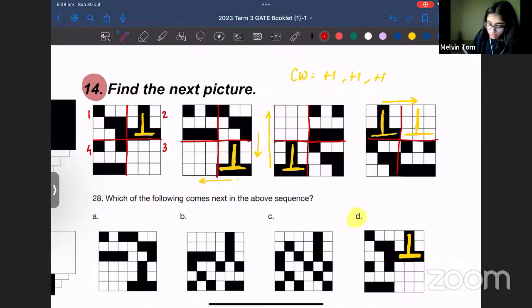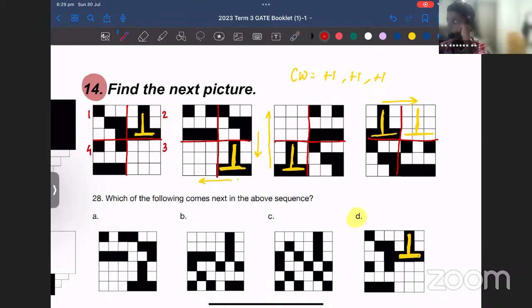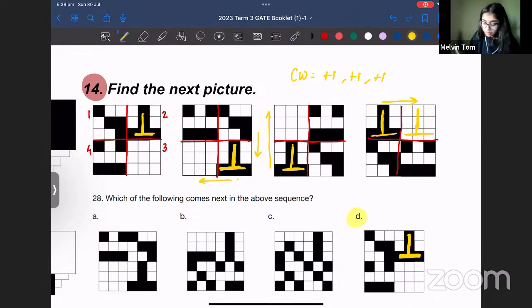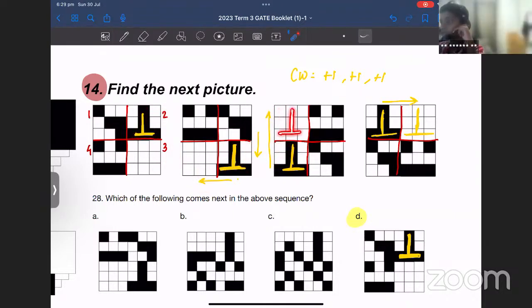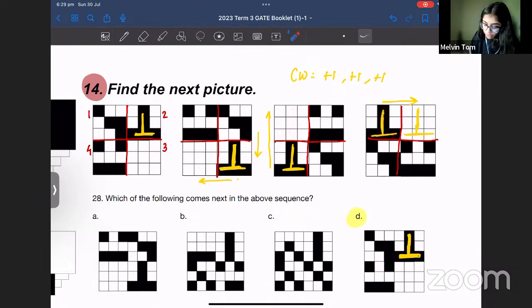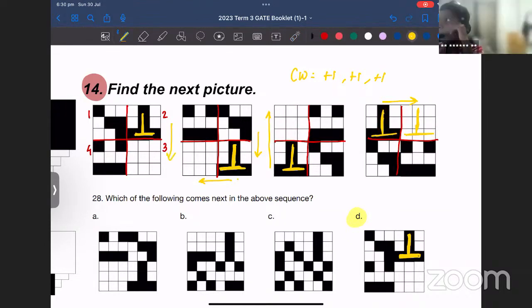And then I want you to number it as 1, 2, 3, and 4. Now, you can see the upside down T, right? This is in quadrant 2. In the second image, it moves down to quadrant 3. From quadrant 3, it moves all the way to quadrant 4. From quadrant 4, it goes up and then it moves to quadrant 1, which is right here.